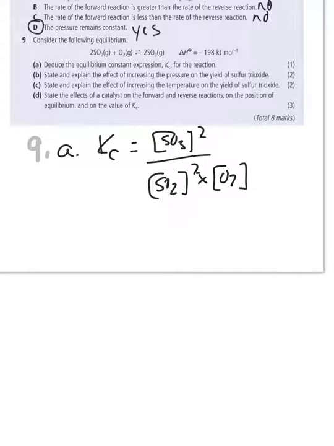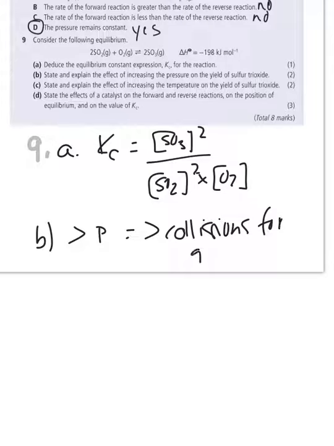And it says, state and explain the effect of increasing the pressure on the yield of sulfur trioxide. So greater pressure means greater collisions for gases anyway. Liquids and solids are not so affected by an increase in pressure or decrease in volume because they're already packed pretty tight. But we'll definitely see greater collisions for gases. So the question is, do I have any gases? Well, I have 3 moles on the reactant side versus 2 moles on the product side.